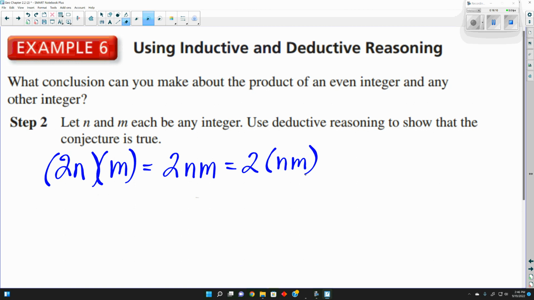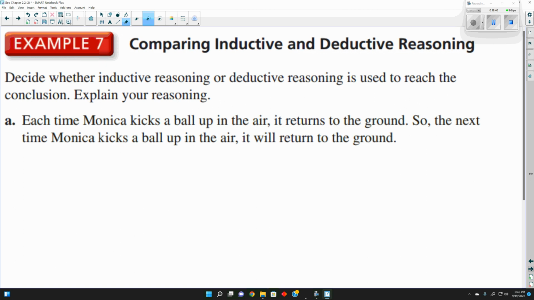2 times n times m is 2nm, which is 2 times what? n times m. And what is n times m? That's just any two integers, yes? So really just saying that the product of 2 times this is going to be an even number. That's it. I mean, this is using facts. But really using facts or either one of these here is what we'll do, because inductive is using examples, deductive is using facts.